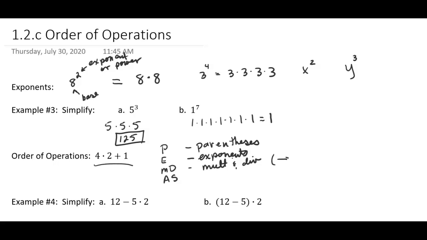So whatever comes first, left to right, you do first. So if you're looking at your expression, you're reading from left to right, you do the multiplication first or the division first, whichever comes first along the line of your expression. And it's the same with addition and subtraction. They work together, left to right. So we'll give you some examples.